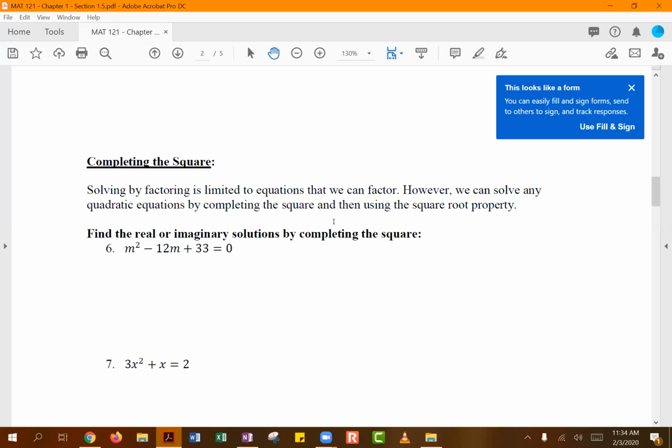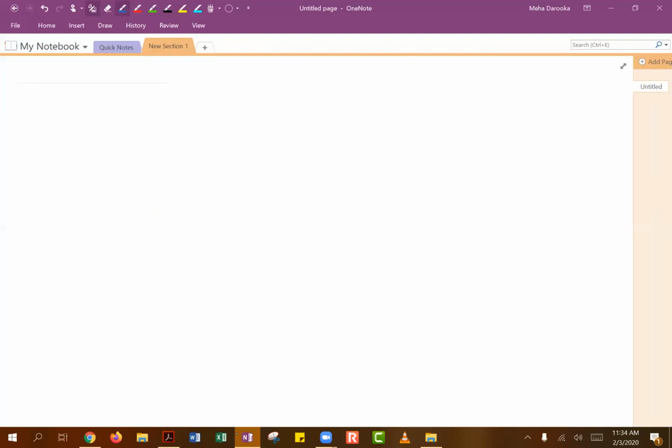Okay. So you've got m squared minus 12m plus 33. Does anybody remember doing completing the square in chapter 1? Chapter 1, who cares? It's been so long. A little bit. I mean, not chapter 1, but section 1.3, I think. Okay, let's see if you guys remember or not.